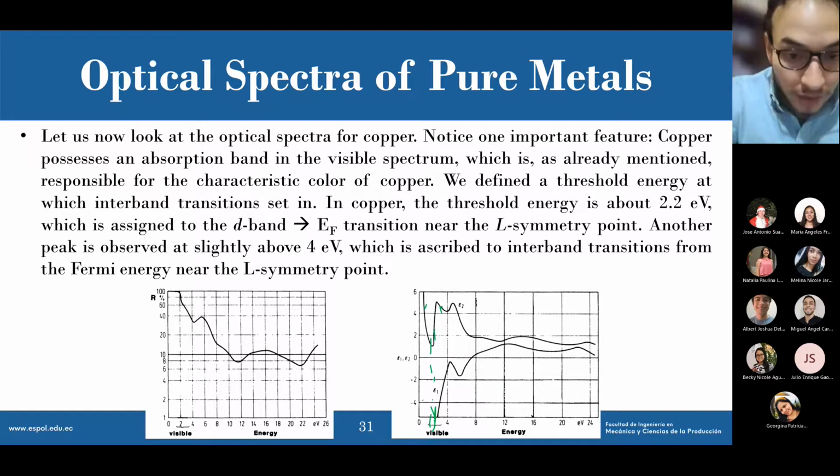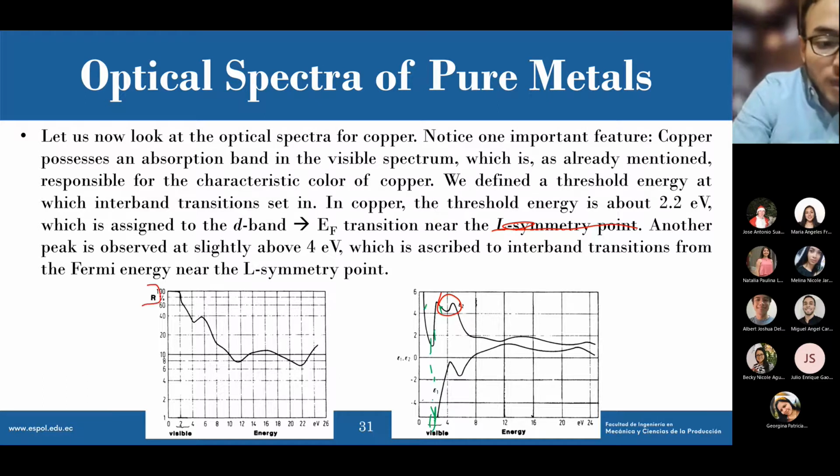Then you can see another peak, actually around 4. Now you can see this peak around 4. That is also another interband transition, but that is the transition from the Fermi energy going up to the conduction band near the L symmetry point. That's just referring to the quantum states of the atom, but I don't want to get into that, so don't worry about that. But the important part here is understanding how to interpret these diagrams.